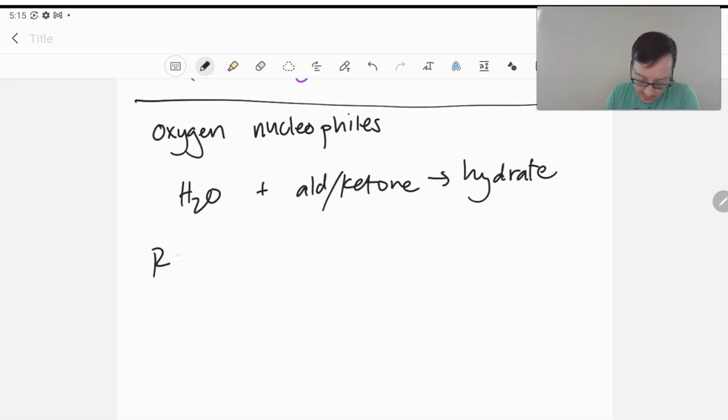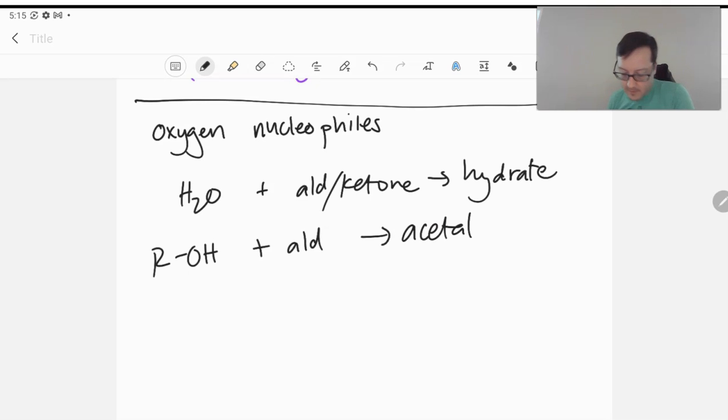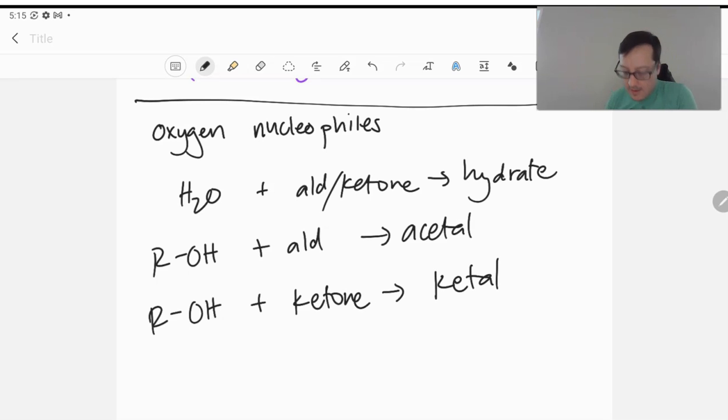Alternatively, we can have an alcohol attack an aldehyde or ketone. And in this case, we have two different options here. If we're attacking an aldehyde with an alcohol, we get what's called an acetal. And if we do the same thing but with a ketone, we get a ketal. And the mechanism for formation of all of these is essentially identical.